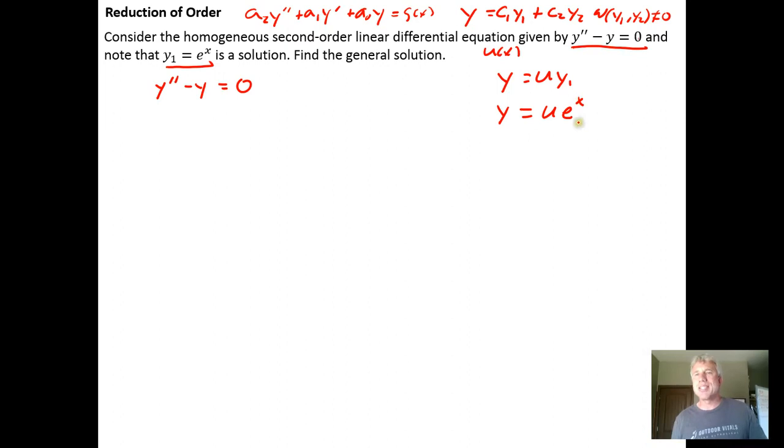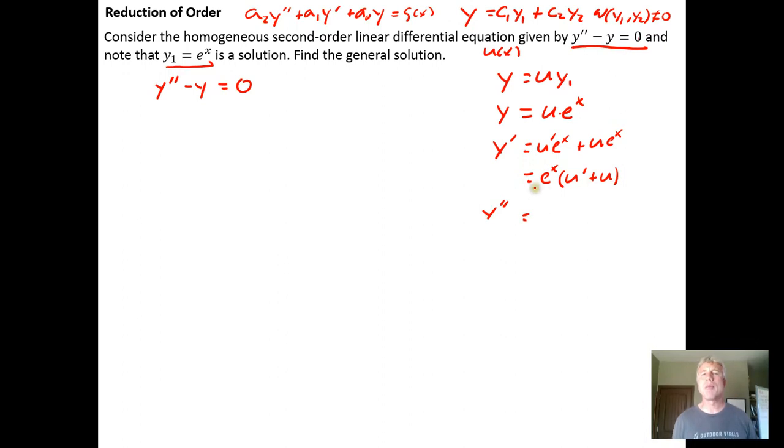And then if this is actually a solution, then when we plug its second derivative in minus u e to the x, it needs to evaluate to 0 or it's not a solution. So what we do is find the second derivative of this function. I take y prime, and this is just the product of two functions of x, so we're going to use the product rule to take the derivative. We get u prime e to the x plus u times the derivative of e to the x, which is just e to the x. And I see that the e to the x will factor out, so I'm left with u prime plus u. I need the second derivative, so I'm going to take the derivative of this.